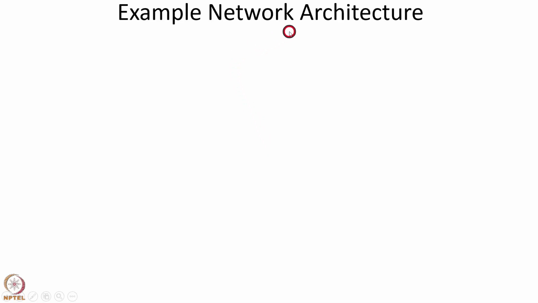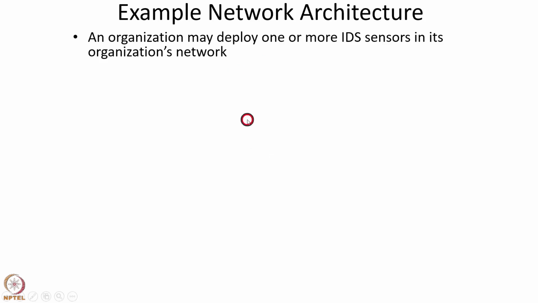Now the question is, how does a network which contains intrusion detection systems look like? So we'll consider an example network architecture which includes IDSs. An organization may deploy one or more IDS sensors in its organization's network. Typically, there are multiple IDS sensors, and each IDS sensor analyzes a part of the traffic that flows through the network.